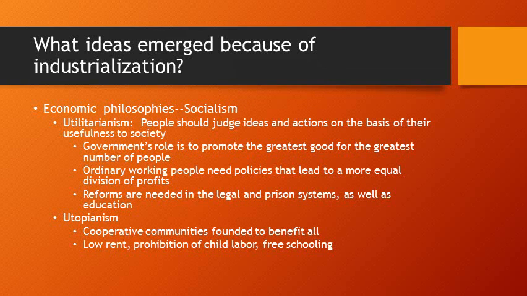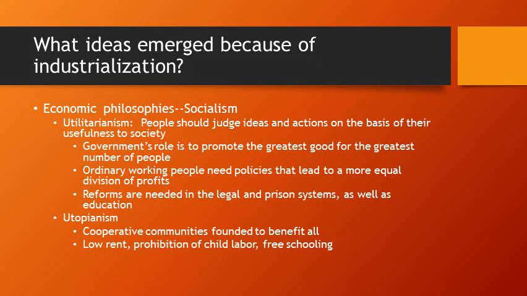Another economic philosophy that emerged is socialism, and it has several different varieties. The first is called utilitarianism, which is basically the idea that people should judge ideas and actions on the basis of their usefulness to society. The government's role is to promote the greatest good for the greatest number of people, and ordinary working people need policies that lead to a more equal division of profits. This theory also supported the idea of reforms in the legal and the prison systems and in education.